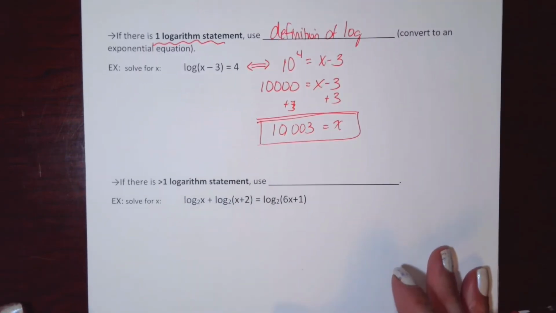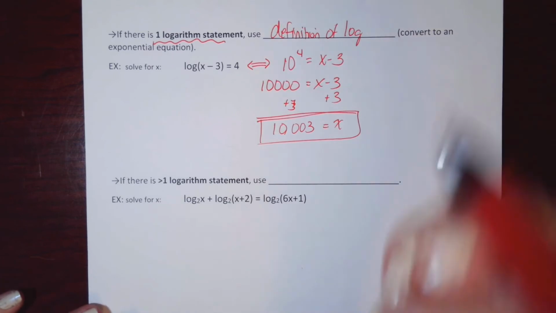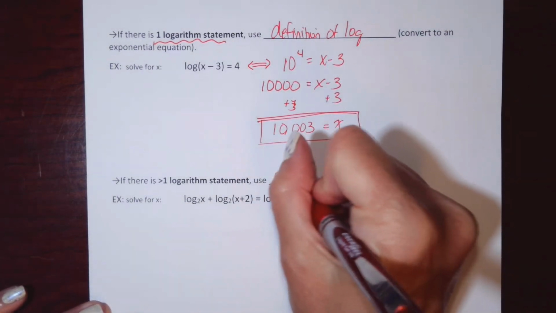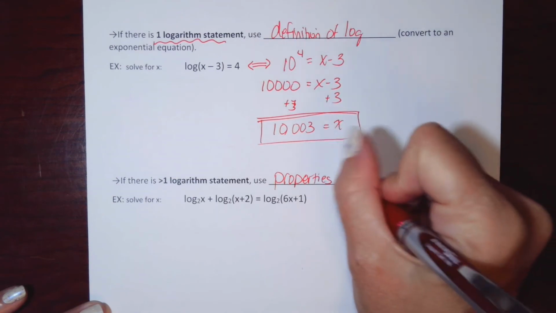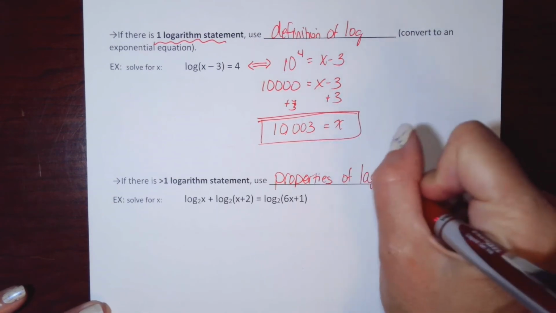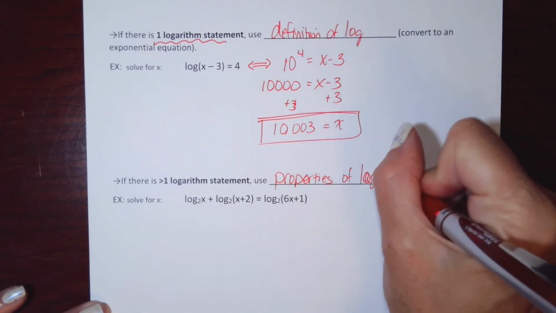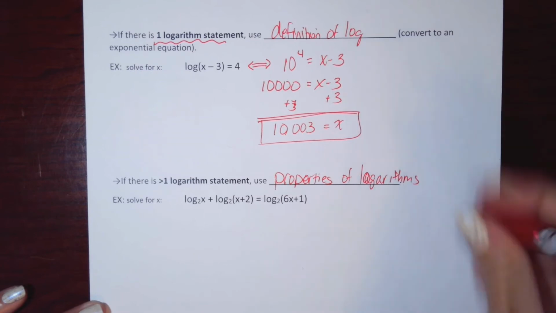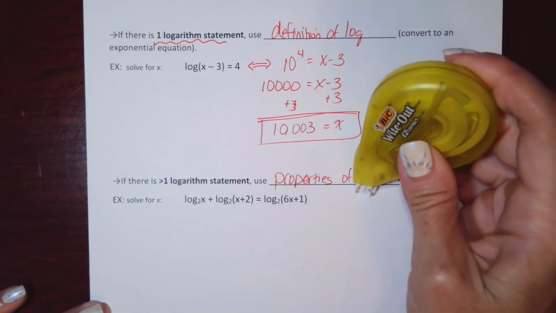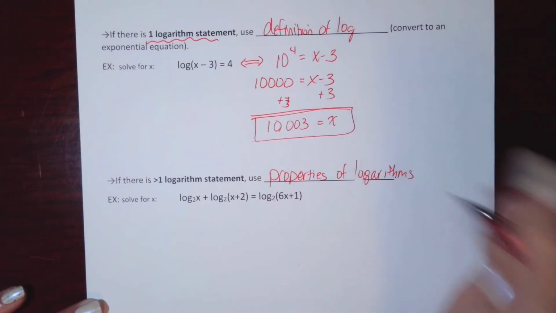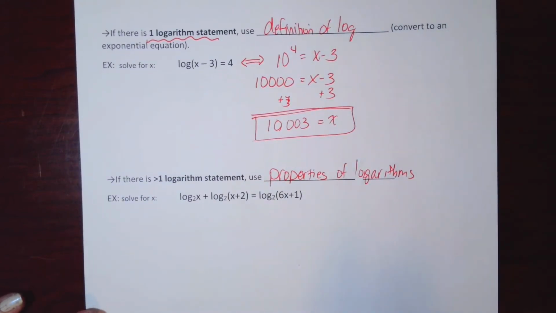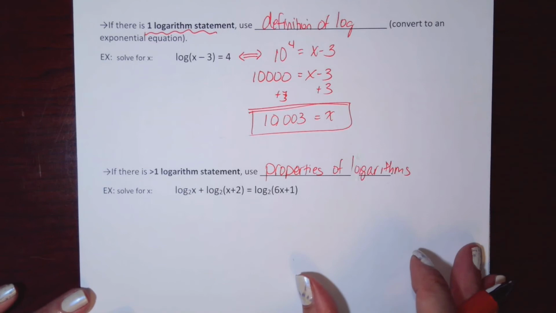What if there's more than one log statement? Well, if there's more than one log statement, I'm going to use the properties of logarithms that we talked about in the last section, where we can expand and condense. That's an O, sorry. Properties of logarithms. We're going to expand and condense. Only this time we hopefully are going to condense so that we can get just one log statement on each side.